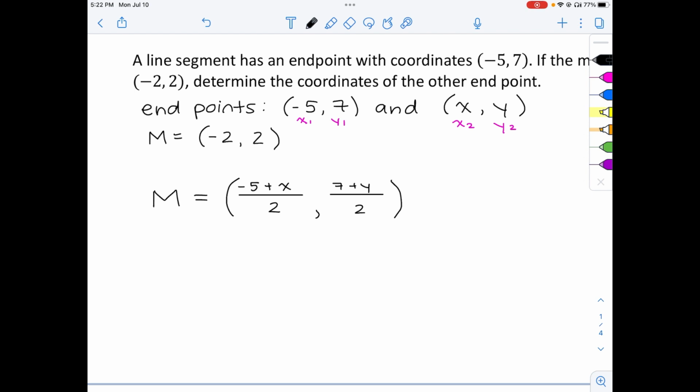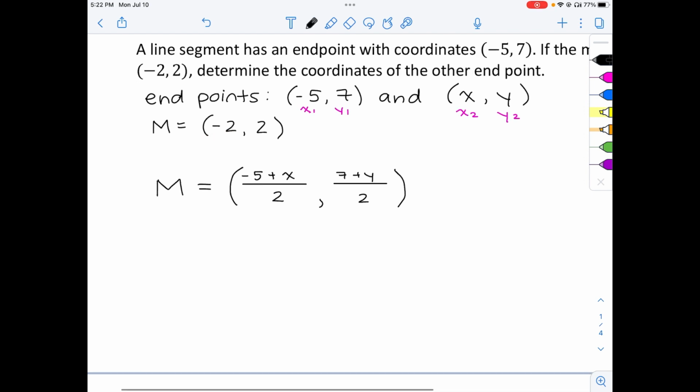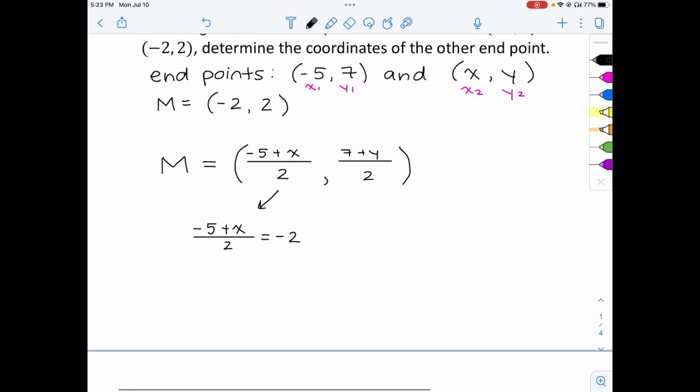Okay, so although I do not know x and y, I do know what the solution is for both parts of the coordinate. Okay, so I know that whatever I'm subbing in for x here, if I add it to -5, then divide that by 2, I will get -2 as my answer. Okay, so how I typically show this is I just put an arrow over here and I say that I know -5 plus x divided by 2 must be equal to -2. Okay, and I know that because I'm given the midpoint. So whatever I put in for x here, I can set up this equation and I can calculate.